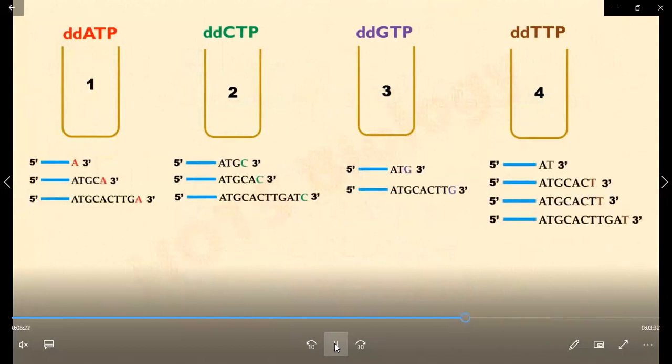Now this is what is happening inside the 4 tubes, and this is what you have got. Now the next point that we will be doing is the separation of these tubes. Related with this topic is another topic, which is known as gel electrophoresis.